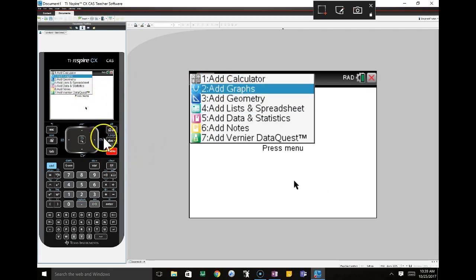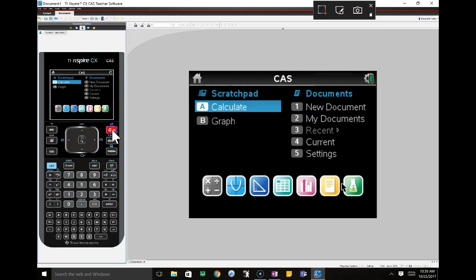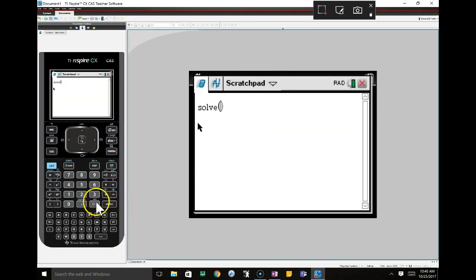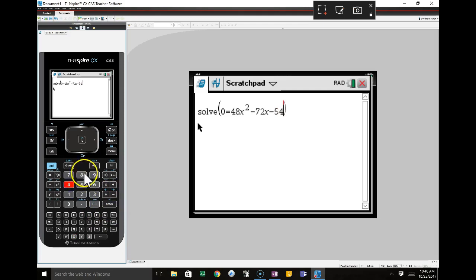Okay, so we hit zoom. No, we don't hit zoom. I keep saying the wrong words, you guys. First you go into the calculate. Then you hit menu. You go to algebra and we solve. We're going to say 0 equals 48x squared minus 72x. And did you know you can actually use a t on these? If you don't like x's, you can use other variables. And then make sure you comma x. That's the part you might forget.